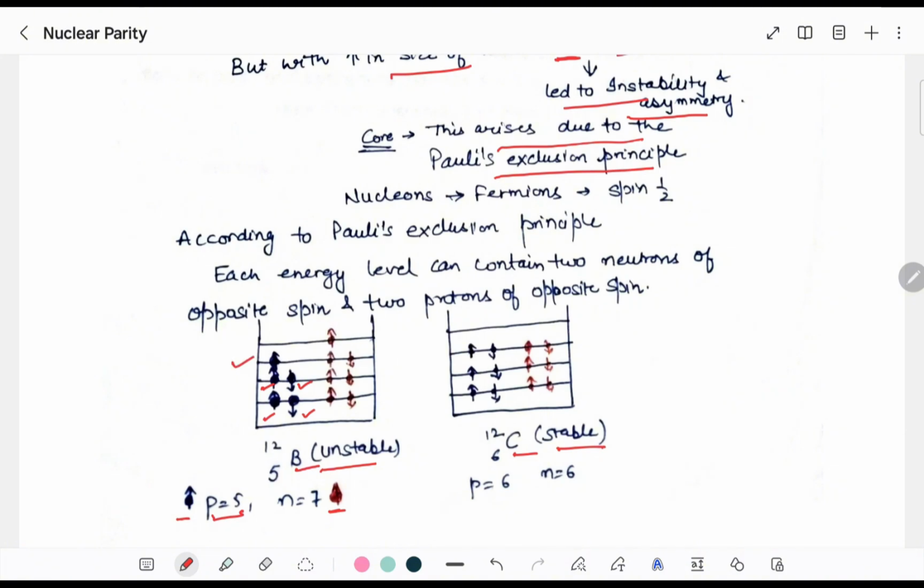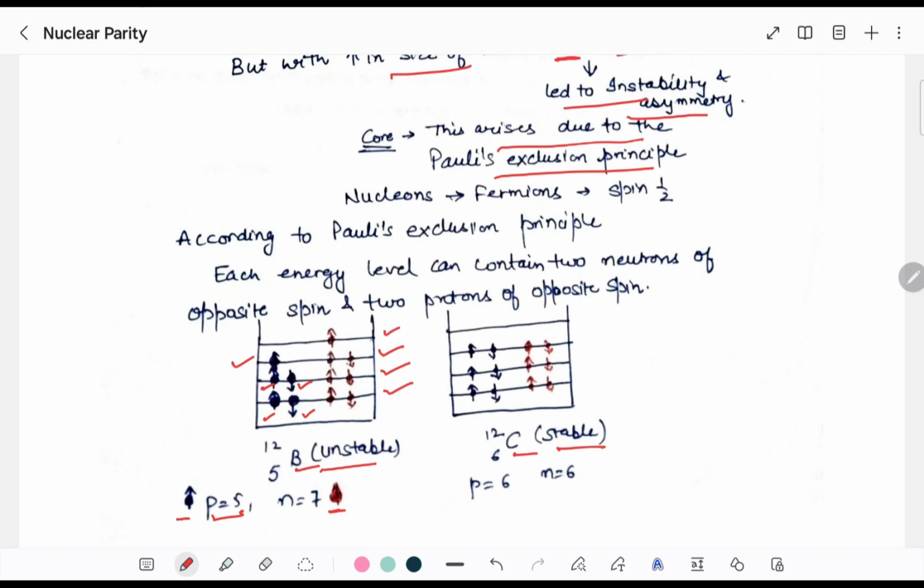In the case of neutrons, similarly we have also put 2 neutrons with spin up and down in the first state, 2 neutrons with spin up and down in the second state, 2 neutrons in the third state with up and down spin, and the third neutron in the fourth state.